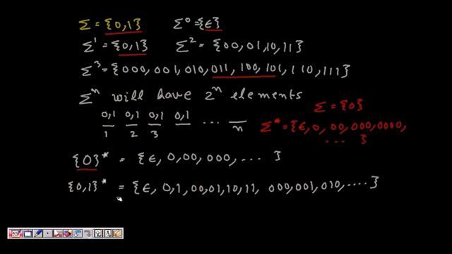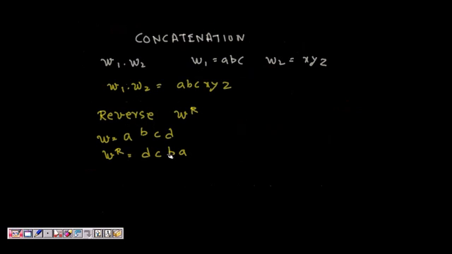And then let's talk about concatenation of strings. Okay, so we have two words, two strings w1 and w2. Concatenation means that we just append the second string to the first string. So w1 concatenated with w2 becomes abcxyz. So this is one definition.